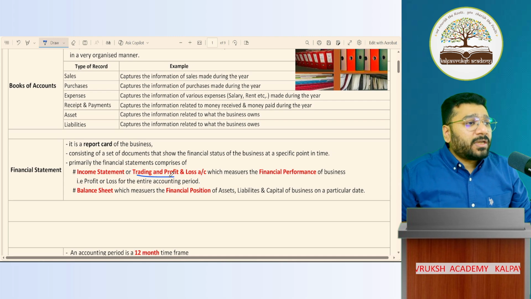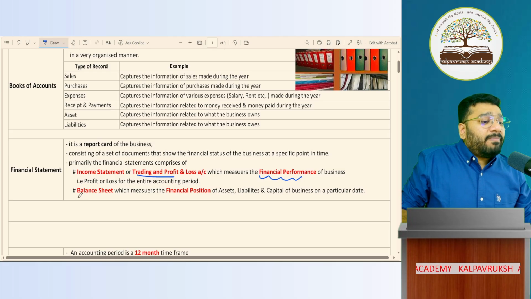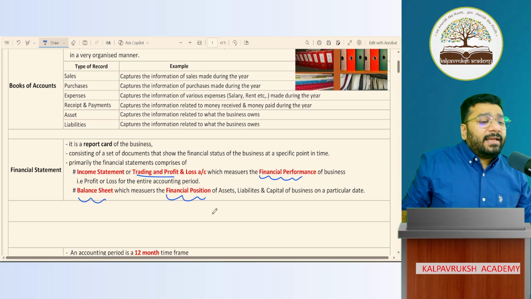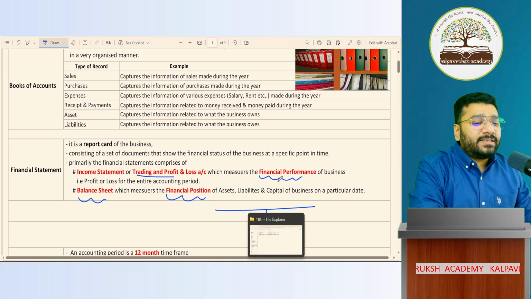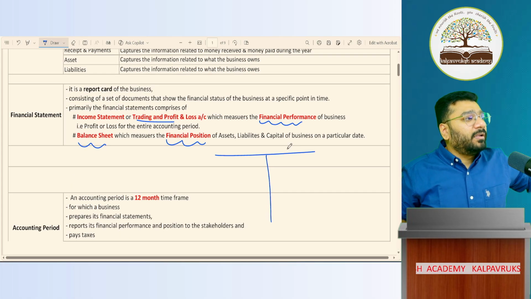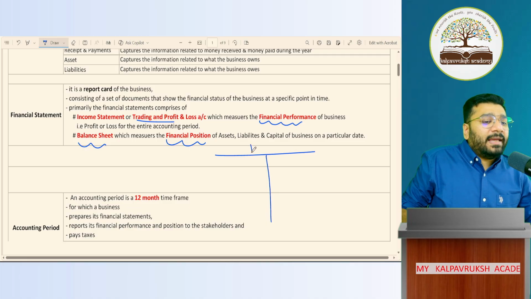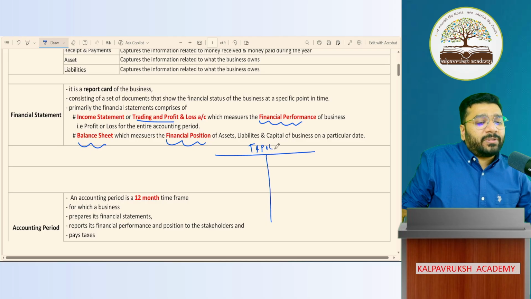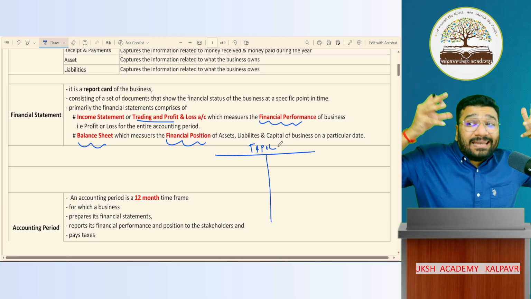From trading and profit and loss account, what do you find out? Financial performance. From the balance sheet, what do you understand? Financial position. The trading and P&L account looks like a T-shaped format. In this, what category of items do you capture?